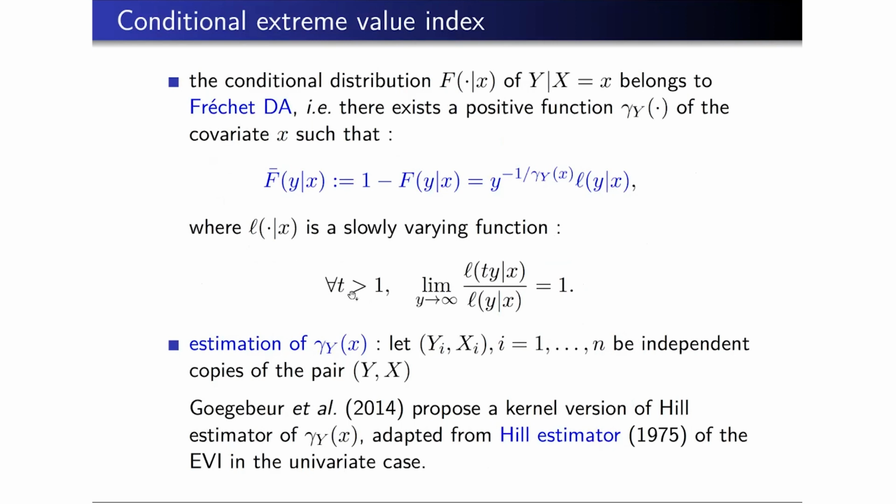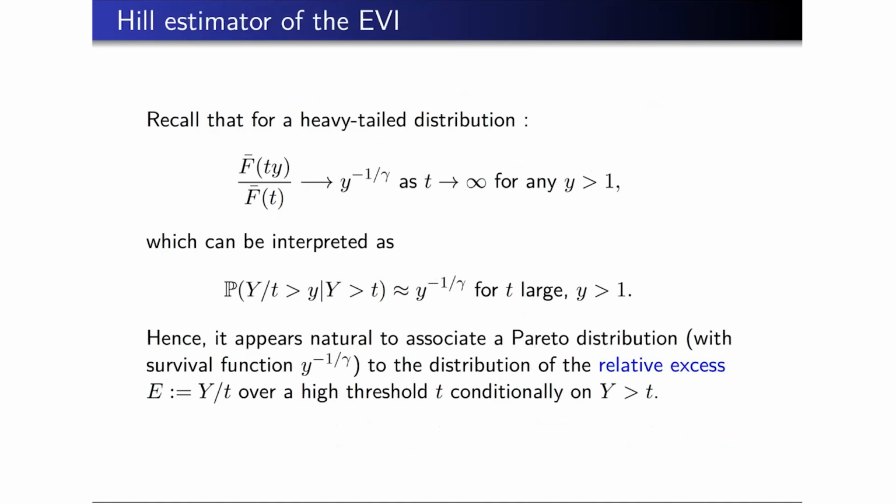Now the framework is: F bar, the survival function, could be written like this: y^(-1/gamma) times a slowly varying function. And this gamma is important to estimate. But what we observe is a couple: Yi is my variable of interest, Xi is my covariate. And so using this covariate, I have to estimate gamma(x). In the univariate case, we can recall a popular estimator.